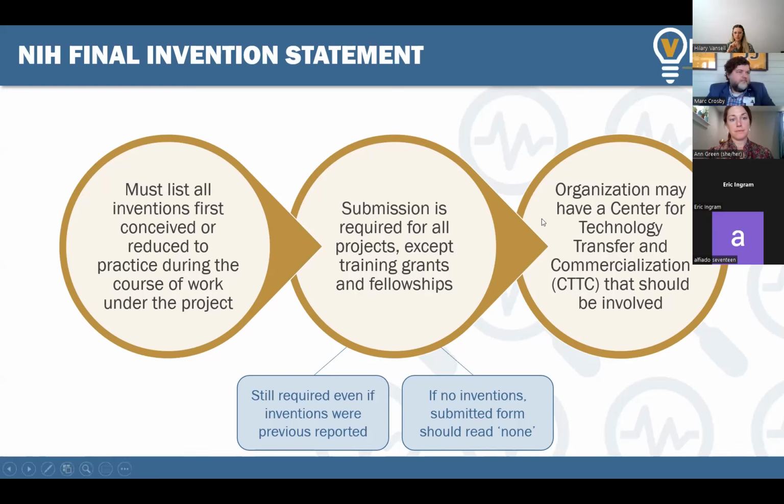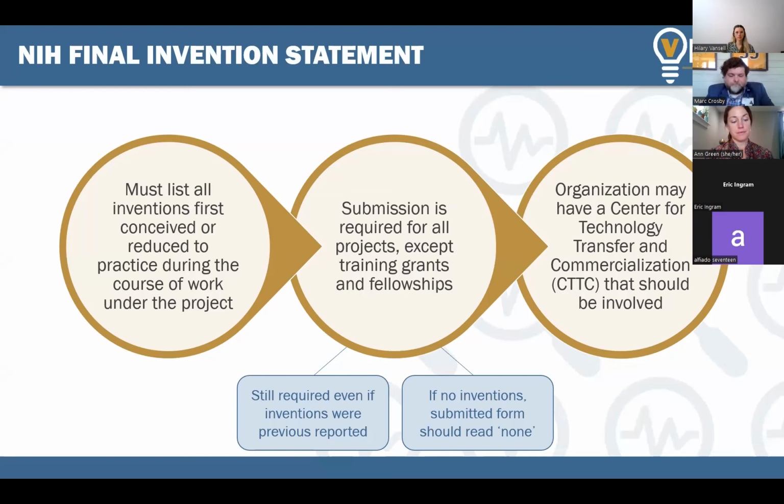And this is an interesting note. At Vanderbilt, we have the CTTC, the Center for Technology Transfer and Commercialization. As researchers come up with inventions and discoveries, they should engage with the CTTC. That department helps them if there's potential commercialization for that product. So they're not just on their own.